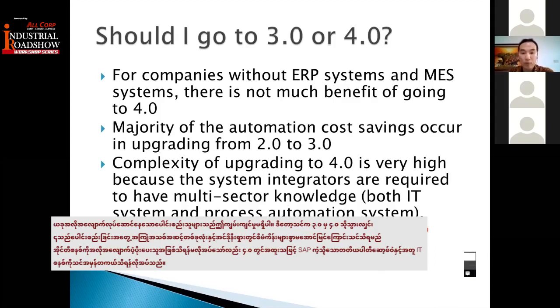But in 4.0, you really need to know IT system, especially going with third-party software like SAP or Oracle. And this is not something that we have had or other integrators in the industry have had. So you must be careful when going to 4.0 because it's a whole level of complexity.